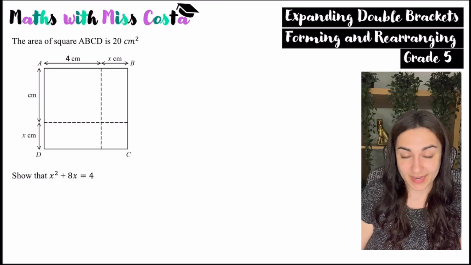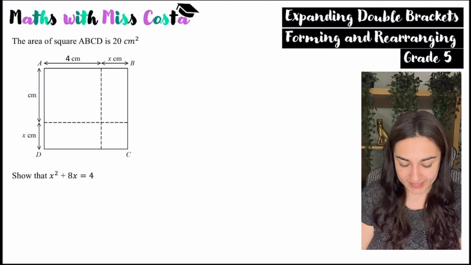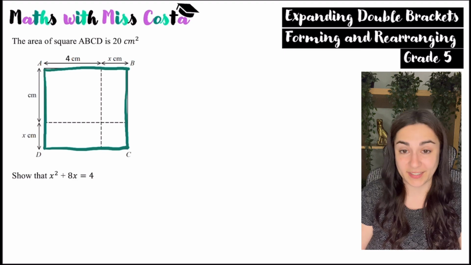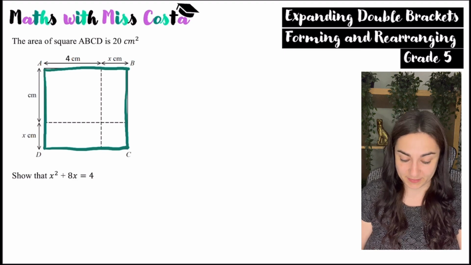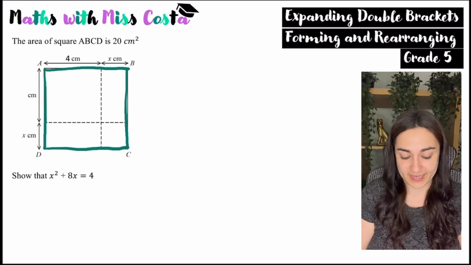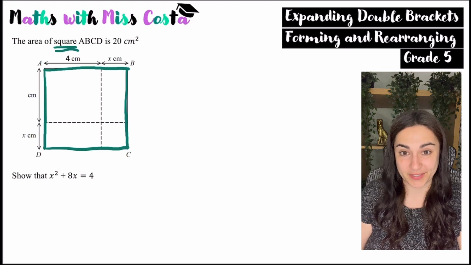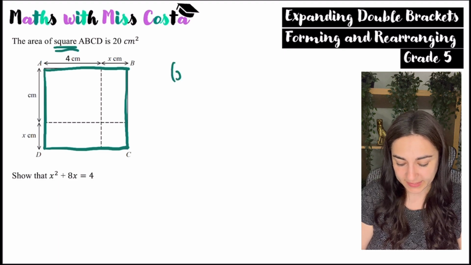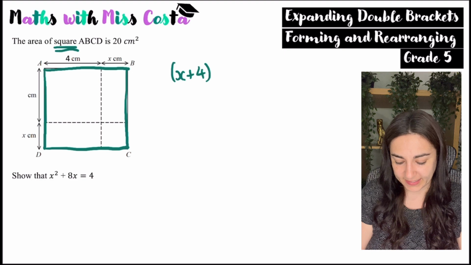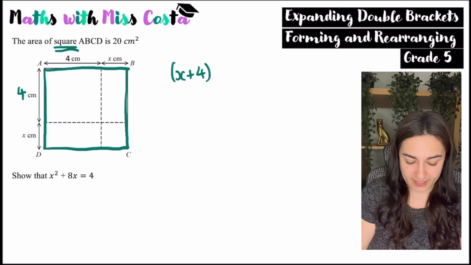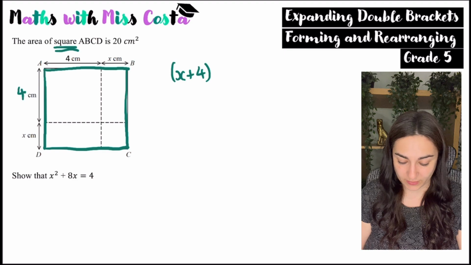So over here, I'm told that the area of square ABCD is 20 centimeters squared. So I know that this square is going to be whatever the length of one side is multiplied by the other is going to be 20. Now, the key piece of information is that it is a square, which means that both sides have to be equal. So if my first side is x plus 4, then that must mean that this side is also x plus 4. So this length here would be 4 centimeters.